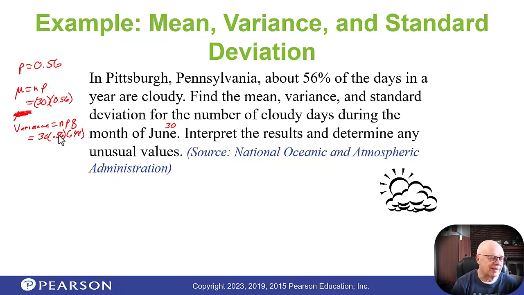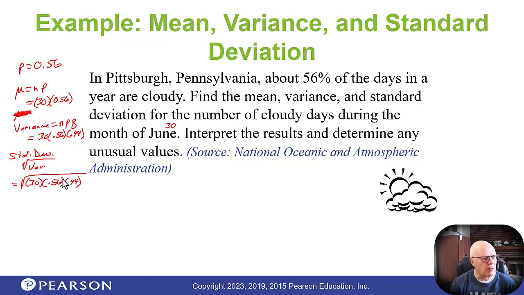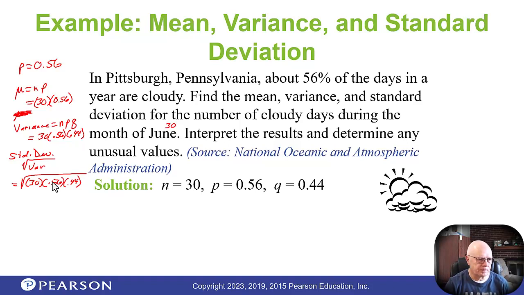We also want the standard deviation. So to get the standard deviation, the short answer would be take the variance and take the square root. Or, in this case, we'll take 30 times 0.56 times 0.44 and get the square root of that product. Those are the three numbers we need.